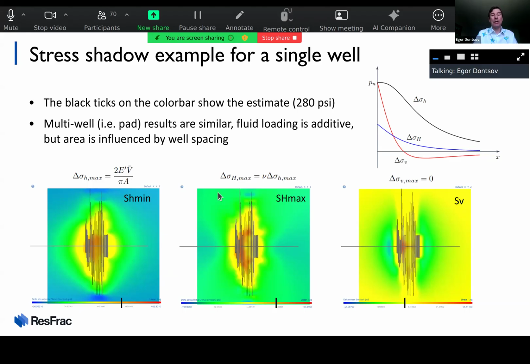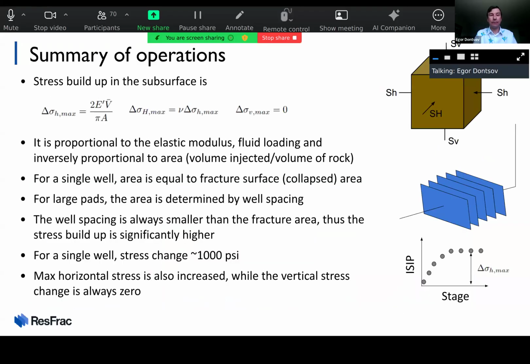And my point here is that there are things that we do not control and things that we control. We don't control Young's modulus. We measure it very well, but we don't control it. But fluid loading is something that we control. And this could be an operational parameter which can reduce overall stress buildup and kind of reduce the likelihood of horizontal fractures.